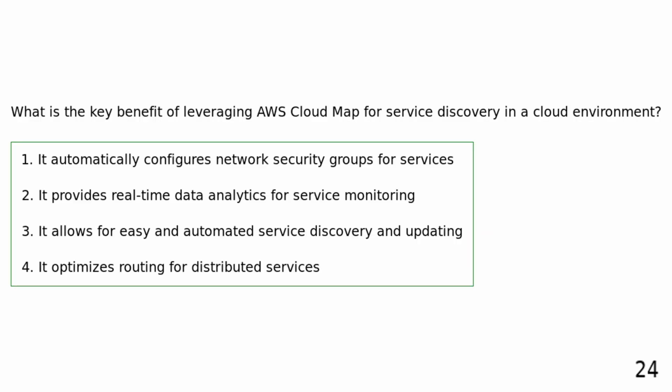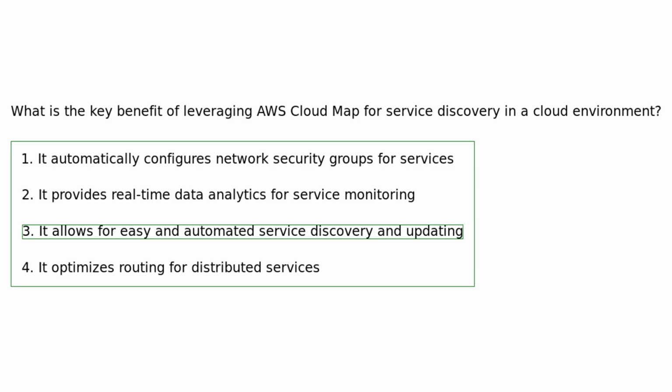What is the key benefit of leveraging AWS Cloud Map for service discovery in a cloud environment? It automatically configures network security groups for services. It provides real-time data analytics for service monitoring. It allows for easy and automated service discovery and updating. It optimizes routing for distributed services. Leveraging AWS Cloud Map allows for easy and automated service discovery and updating in a cloud environment, ensuring that services can be located and connected seamlessly.